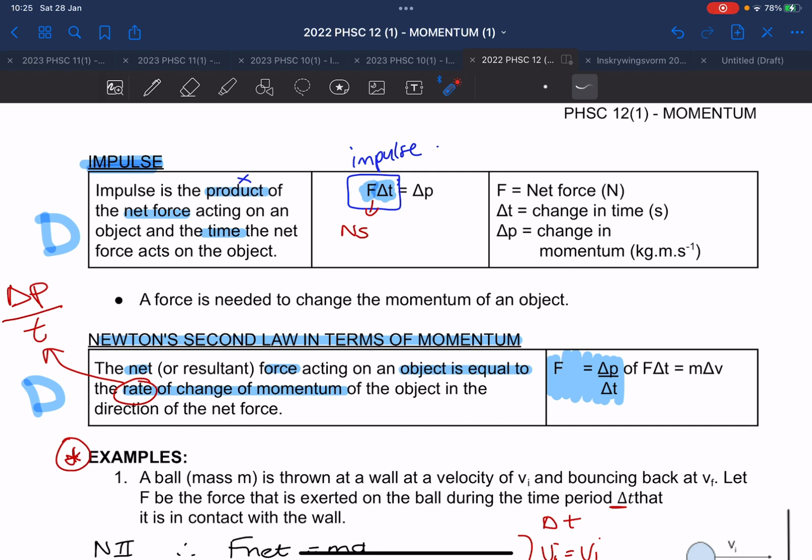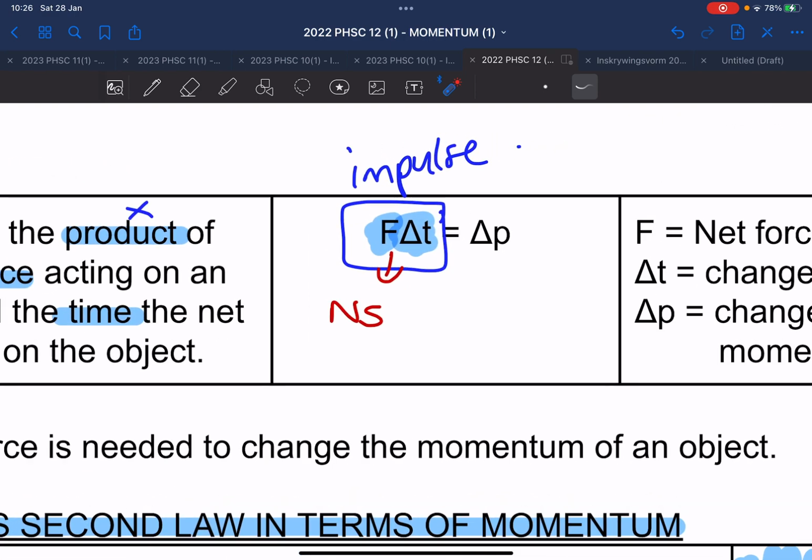The concept of impulse. Now, what is impulse? Impulse is the product, again the multiplication, of the net force acting on an object and the time that the net force acts on the object. The formula here is also a formula on your data sheet. In this formula, F times delta T, that whole concept is impulse. So impulse is not the force, impulse is not the time, impulse is force multiplied by time.